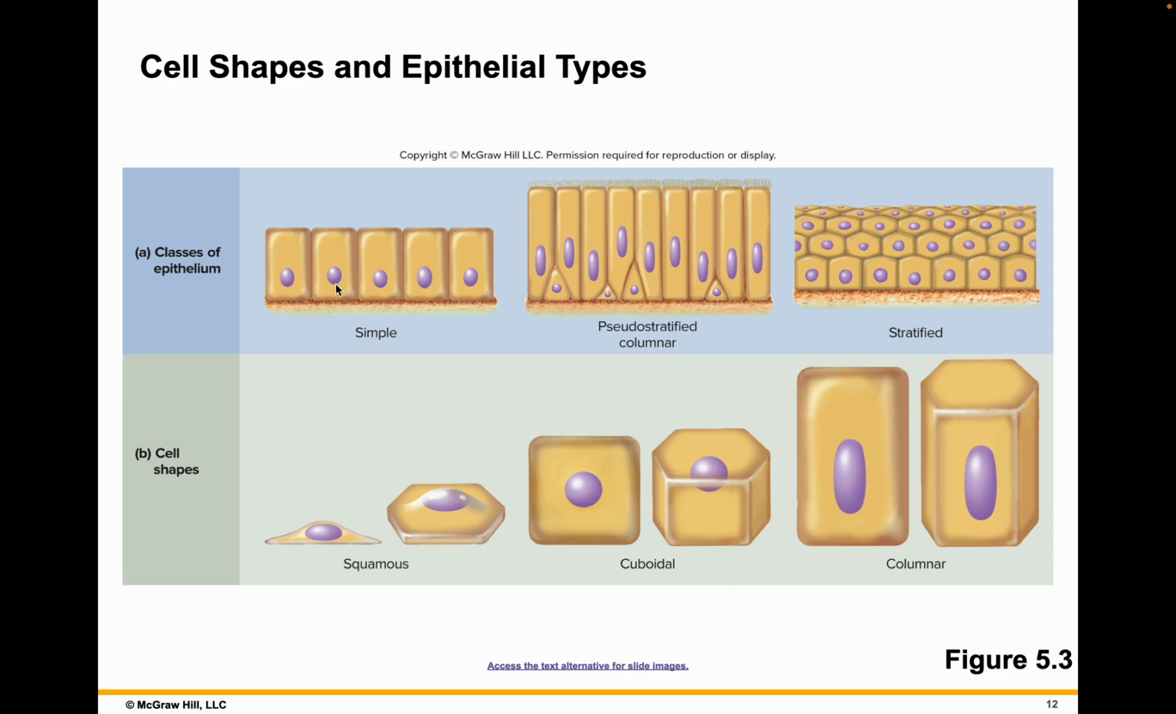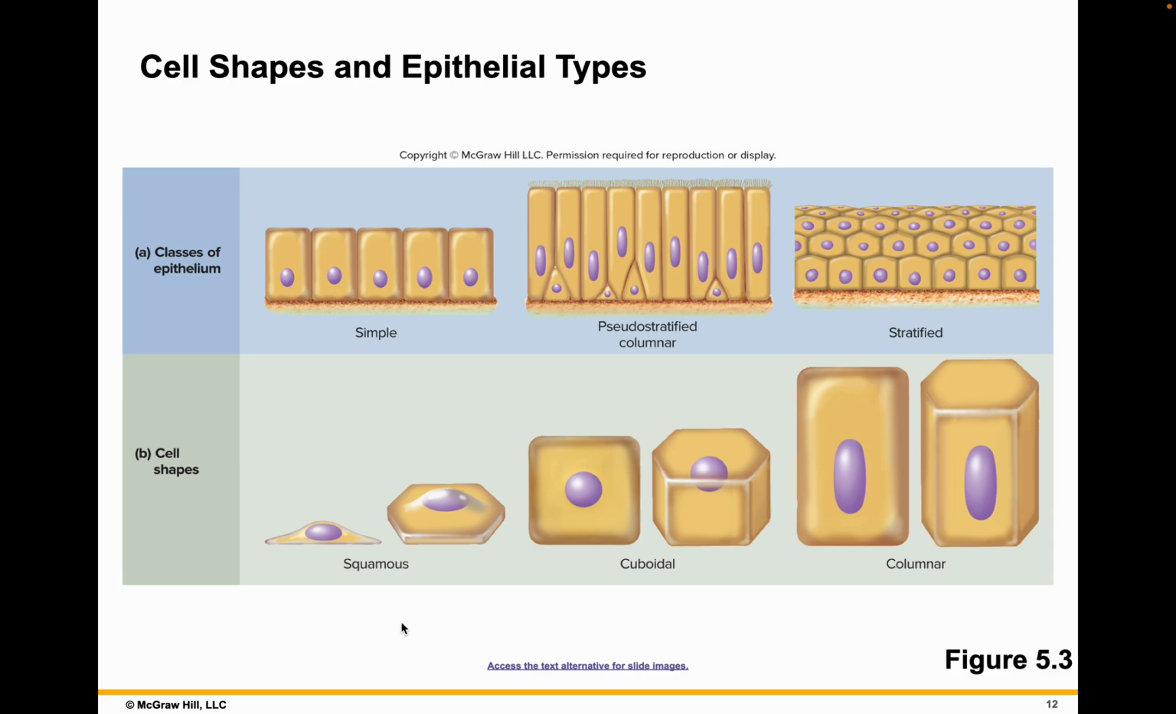So we have simple epithelium. These would be simple columnar. We have pseudostratified. This is still one layer. They all touch the basement membrane, but it looks like there are multiple layers. And here is a stratified epithelium with different layers of cells.